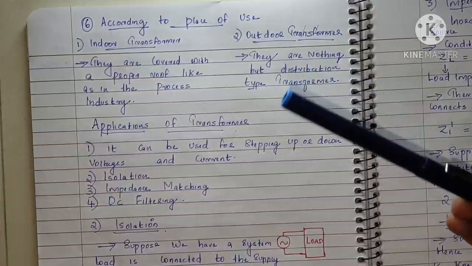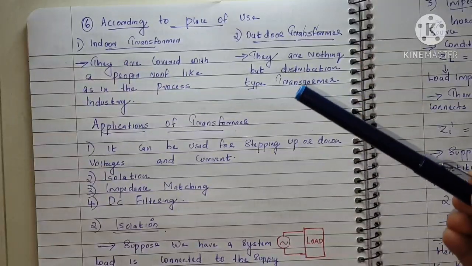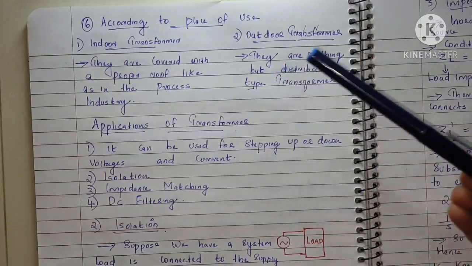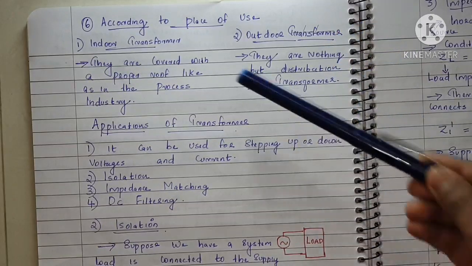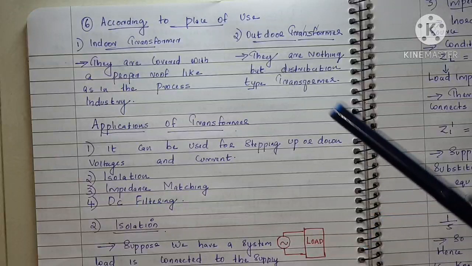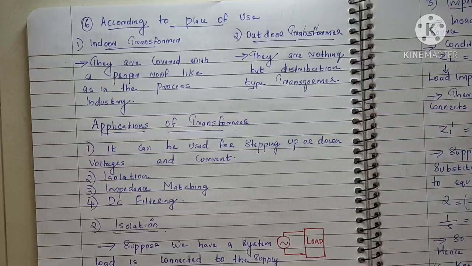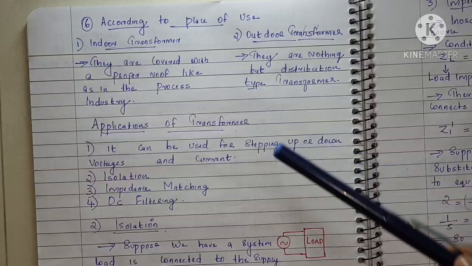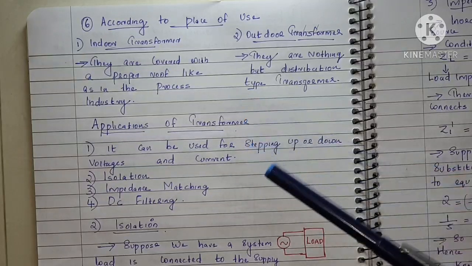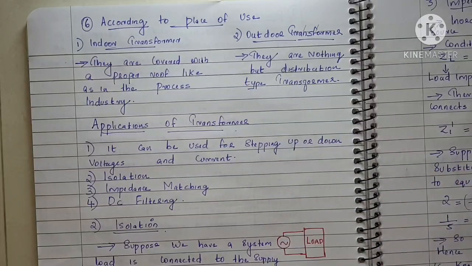The sixth classification of transformers is according to place of use. They are classified into two types: the first one is the indoor transformer and the second one is the outdoor transformer. Indoor transformers are covered with a proper roof, like in the process industry. And outdoor transformers are nothing but distribution type transformers.